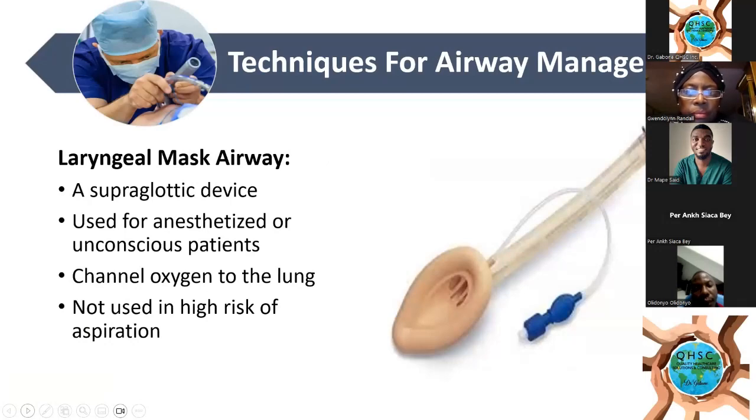Another way of securing or managing the airway is the use of the laryngeal mask airway. This is one of the supraglottic devices, placed above the glottis, and it is used for unconscious or anesthetized patients. In awake patients, they will not be comfortable; they will cough, gasp, and sometimes develop laryngospasm. It channels oxygen to the lungs by sitting in the glottis area to allow the air to pass through.